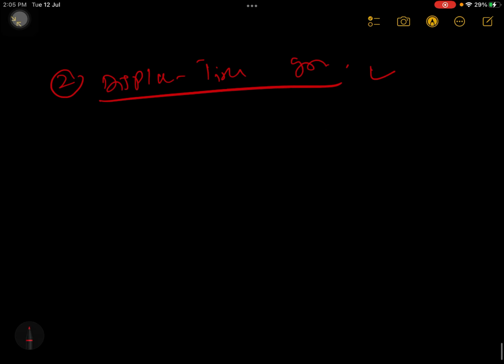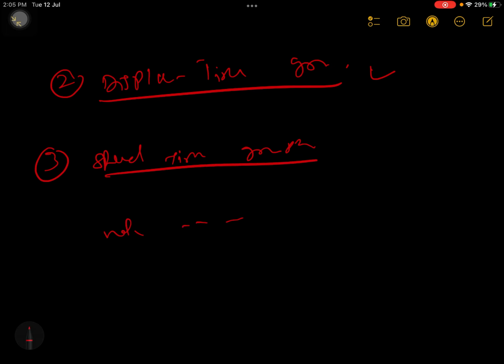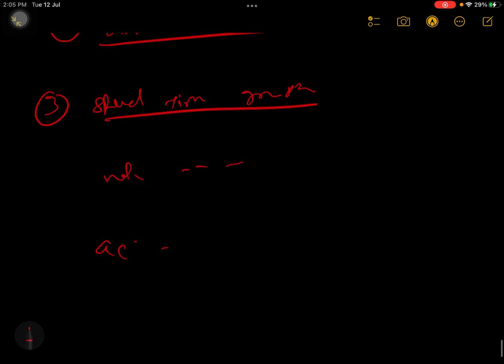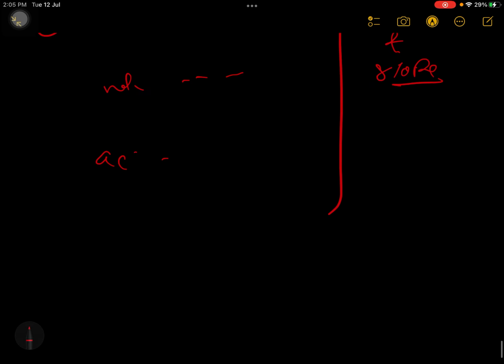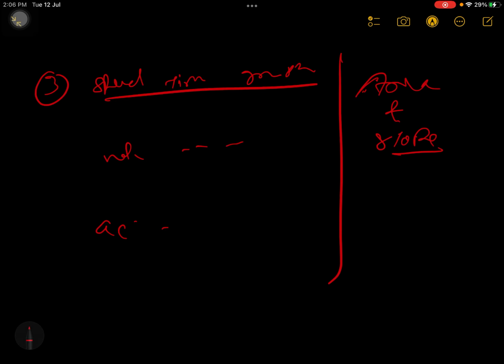Okay, now in the next video I will cover the speed time graph, and then the velocity time graph, and then the acceleration time graph. Now see, in these three graphs we have to bother about area also and slope also. So for that, remember, the area of the VT graph will give you acceleration.